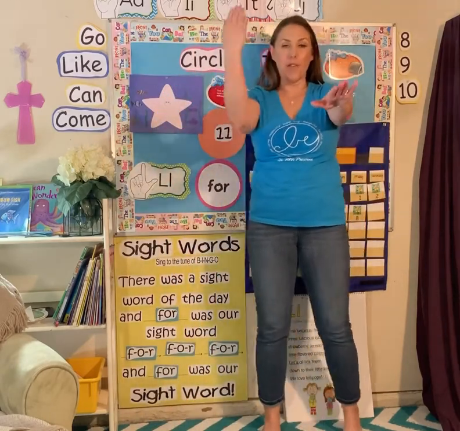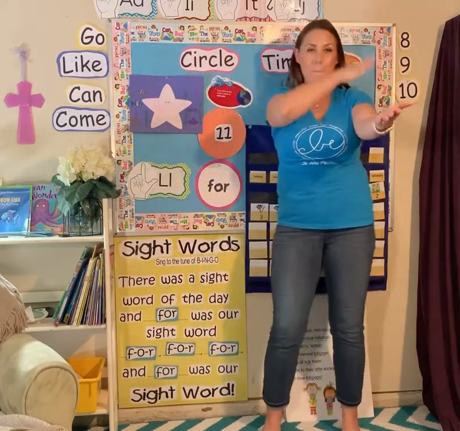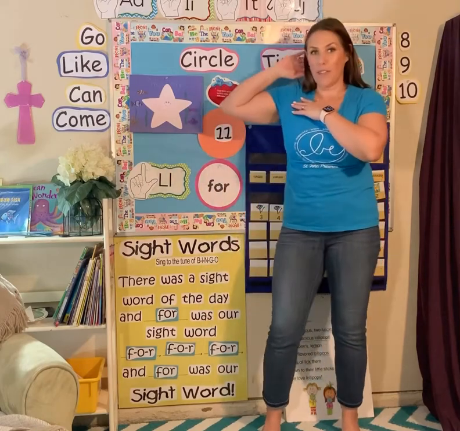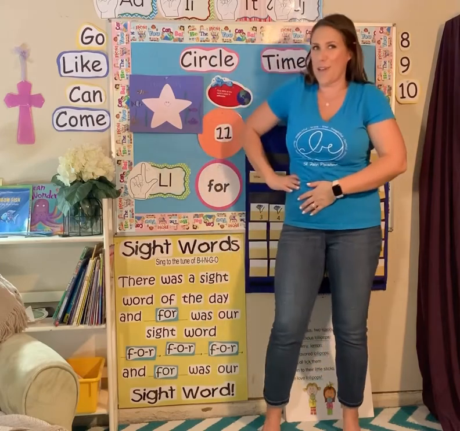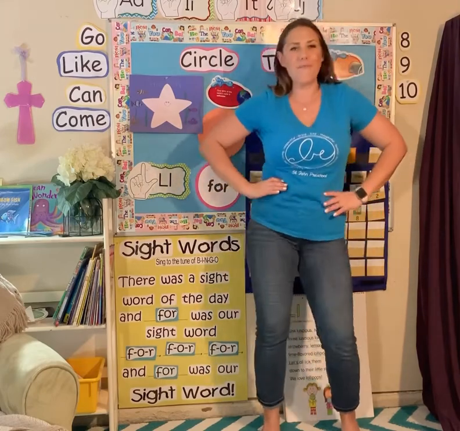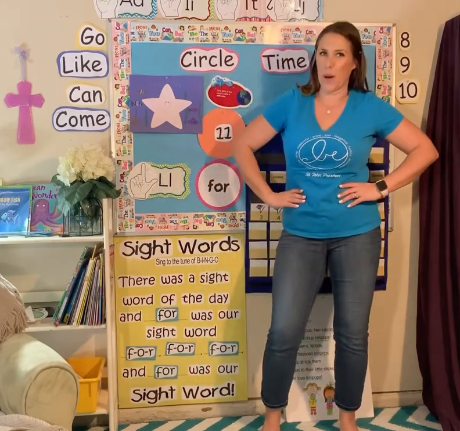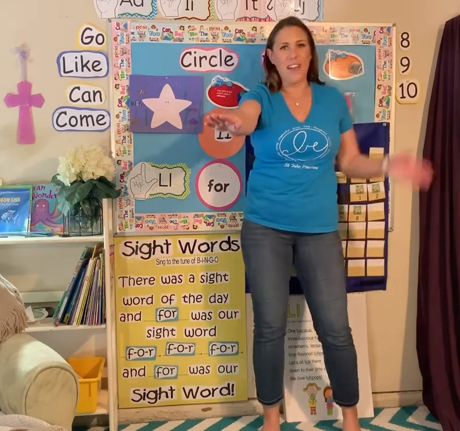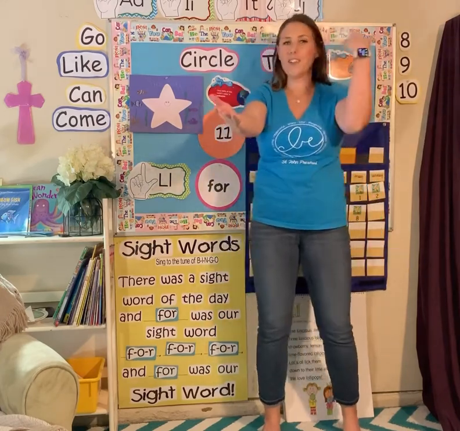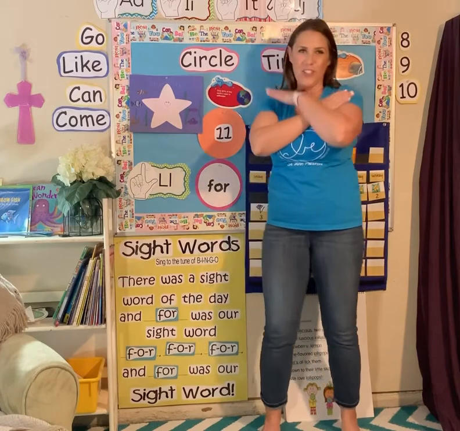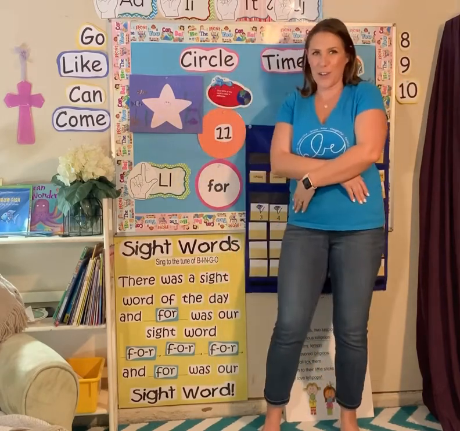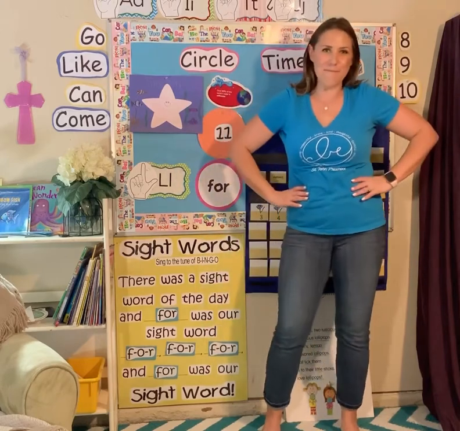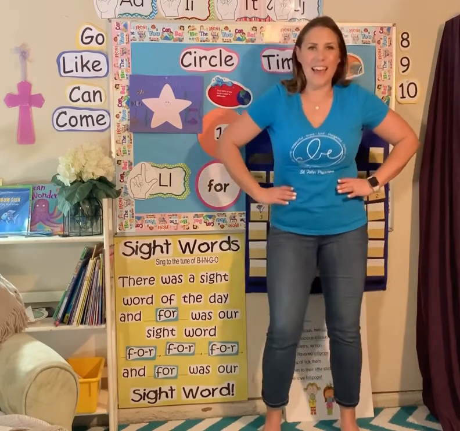January, February, March, April, May, June, July, August, September, October, November, December. 12 months in a year. One more time. January, February, March, April, May, June, July, August, September, October, November, December. 12 months in a year.